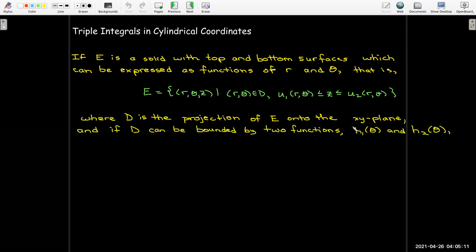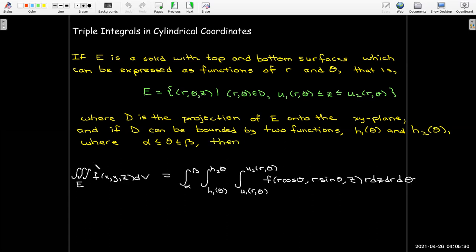And if the region D can be bounded by two functions which depend on theta, and theta is bounded by two constants, alpha and beta, then I can write, in the most general case, the triple integral over the solid E of f dv as the iterated integral. The outermost integral is theta because it has constant bounds. Then the middle integral is taken with respect to r, which is going to be bounded above by h2 of theta and bounded below by h1 of theta.